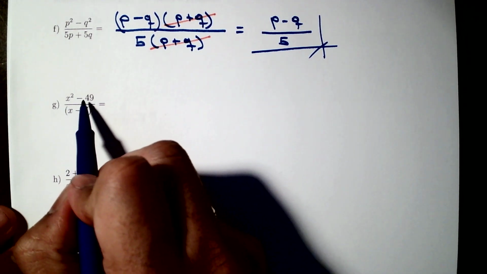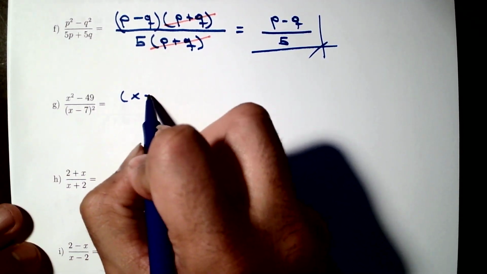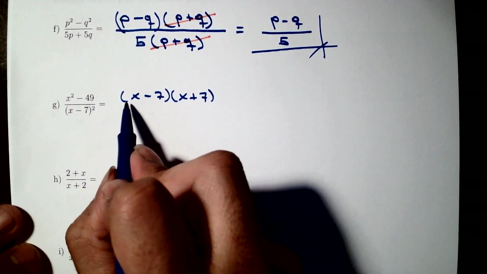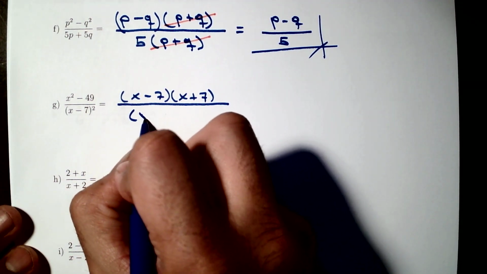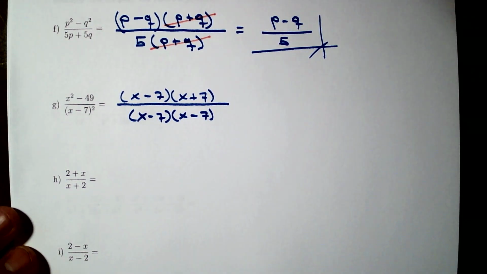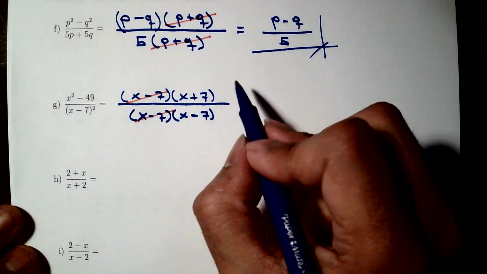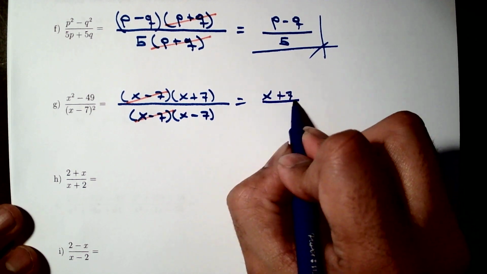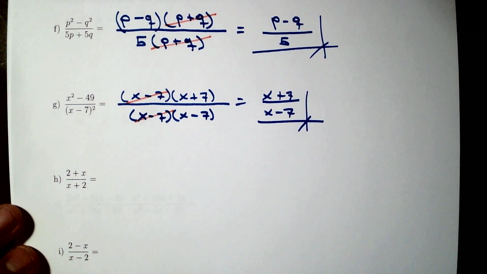Alright, letter G. We have another difference of squares. X squared minus 49, that's an x minus 7 times x plus 7. That's how we factor this difference of squares. And you might want to rewrite this x minus 7 squared as x minus 7 times itself, x minus 7. Divide out, divide out. And then we're left with x plus 7 over x minus 7. And this is the final answer. We don't do anything further.